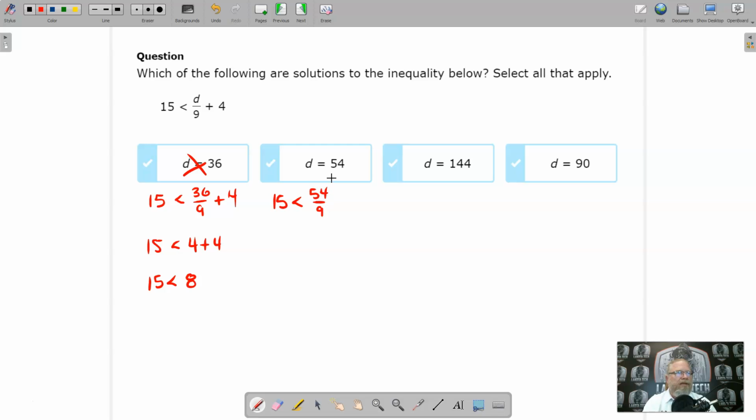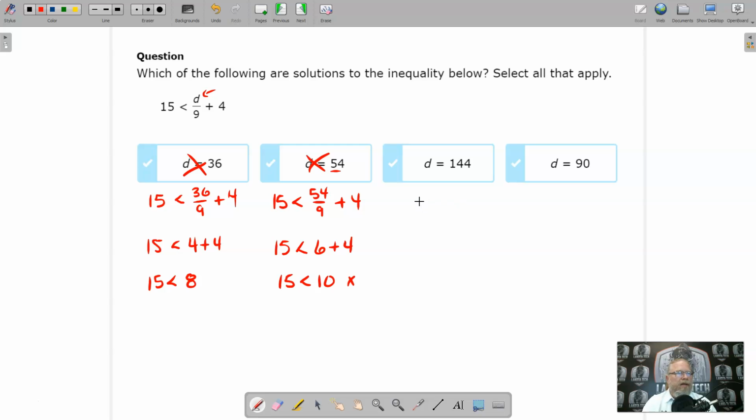On the next one, 15 less than 54 over 9. Again, I'm just substituting in the value of 54 wherever I see the value of d, and then add that plus 4. Now let's go ahead and do 15 less than 54 divided by 9 is 6. Let's add 4 to that. We end up with 15 is less than 10. True statement? Nope, this is not a true statement. So I'm going to go ahead and rule this one out as well.